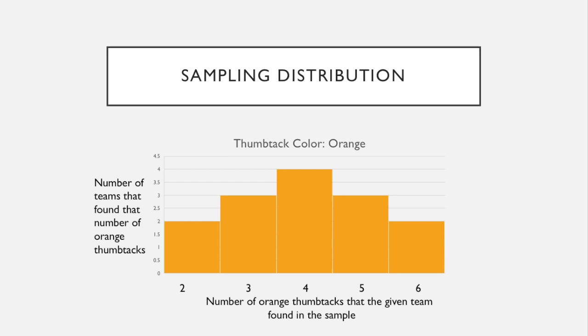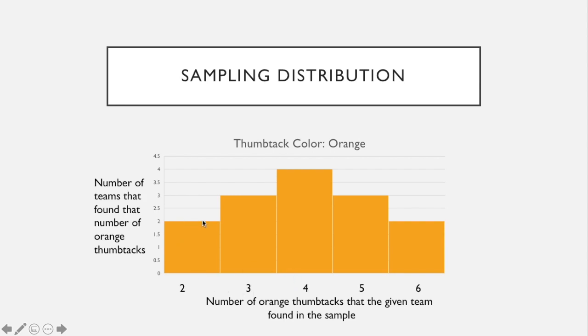So let's do a thumbtack color thing. Let's do something similar where I give you a whole bunch of thumbtacks and you're broken into teams, so there are multiple samples. Down below is the number of orange thumbtacks that each given team found in the sample. So let's say we're counting orange thumbtacks for each sample. And over here we have the number of teams that found that number of orange thumbtacks.